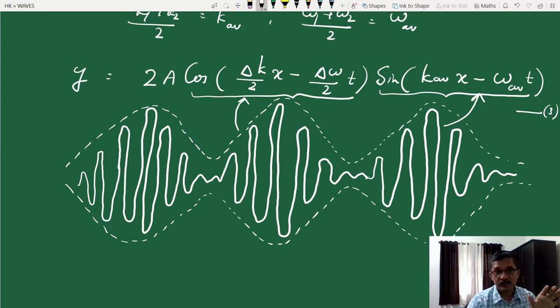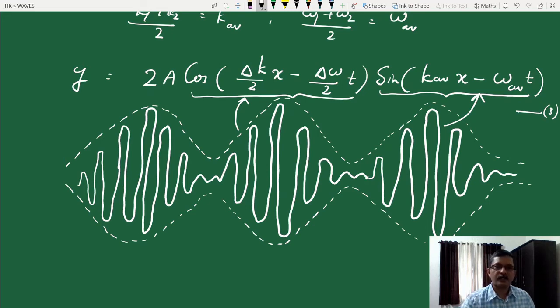You can see that the envelope of the resultant wave as a whole is slowly varying. The envelope, or we can say the amplitude of the resultant wave, is varying slowly with a slow frequency. That is this cosine part, and the rapidly oscillating part inside this envelope is given by the sine part.